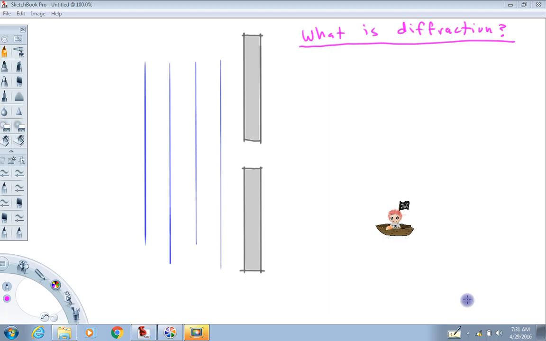Now, diffraction is not just a light phenomenon. In general, it's a wave phenomenon. So what we're looking at here, let me try to describe this. Here we've got little Timmy in his boat. And these represent maybe some piers or something that are designed to block waves.